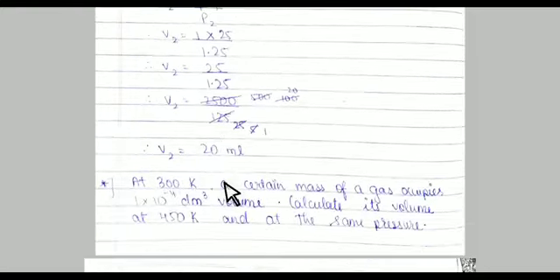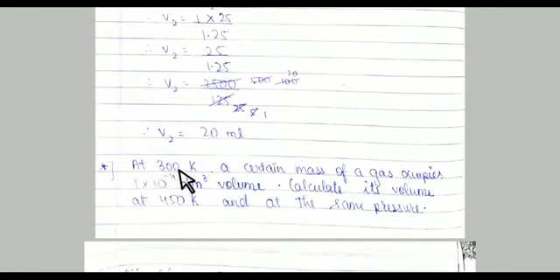Now the second numerical: at 300 Kelvin, a certain mass of a gas occupies 1 into 10 raised to minus 4 decimeter cube of volume. Milliliter is also a unit of volume, and decimeter cube is also a unit of volume. So here the volume is 1 into 10 raised to minus 4. Kelvin is the unit of temperature, so temperature is 300 Kelvin.